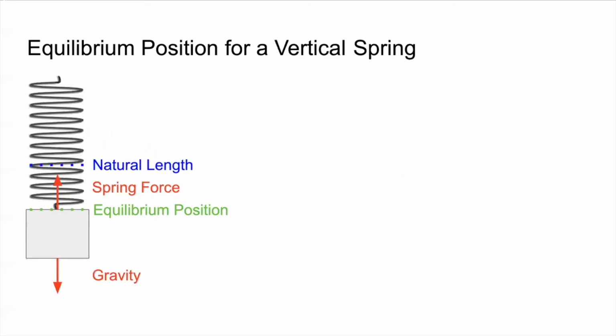So let's take a look at the equilibrium position for a vertical spring. At the equilibrium position, there will be a spring force acting upward and gravity acting downward, and these two forces need to be equal. We know that the spring force is the spring constant times the displacement. In this case, we're going to use L for the displacement, which represents the distance between the natural length and the equilibrium position. So kL is equal to the force of gravity, which is 9.8 times m. And solving, you can get that L is equal to 9.8m over k.